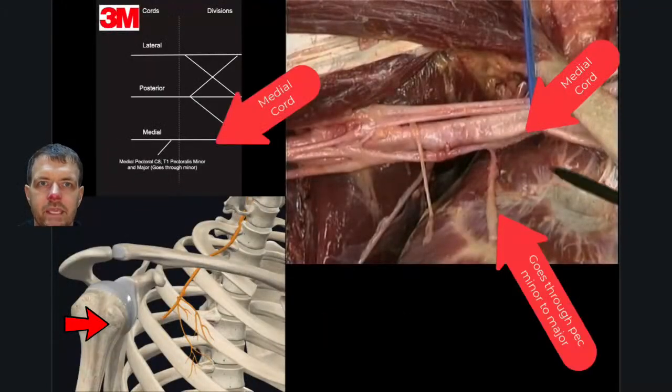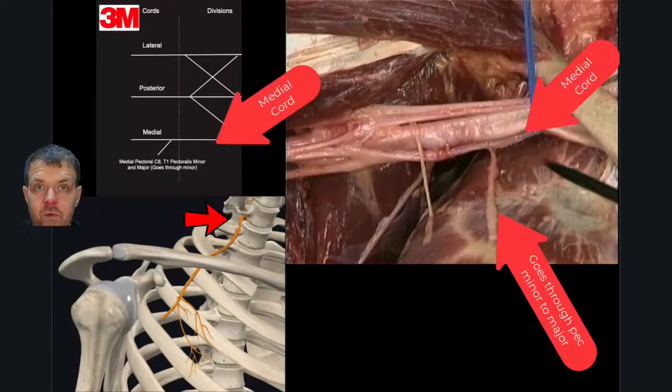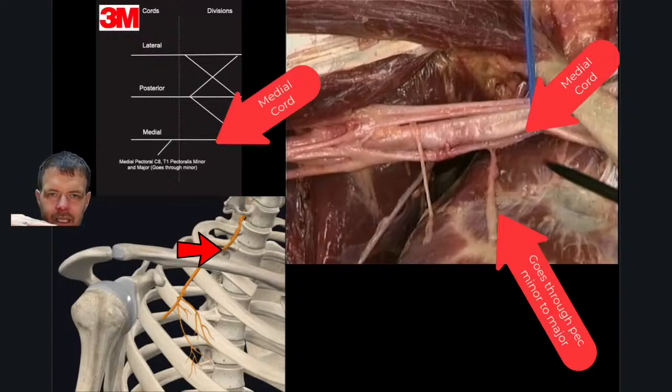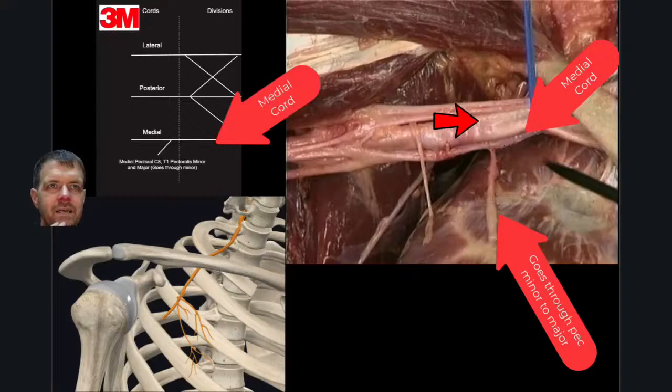Here we go. So again, these are the images that we've just seen. Coming from C8 and T1, so it's a little bit lower down in the brachial plexus, and it's medial because it forms a medial cord. So we're coming down towards the inside of the arm, and again that will give you some clues as to where it's going to end up. So here's your medial cord, just here. That big chunky thing there, that again is not a nerve, that's a blood vessel.